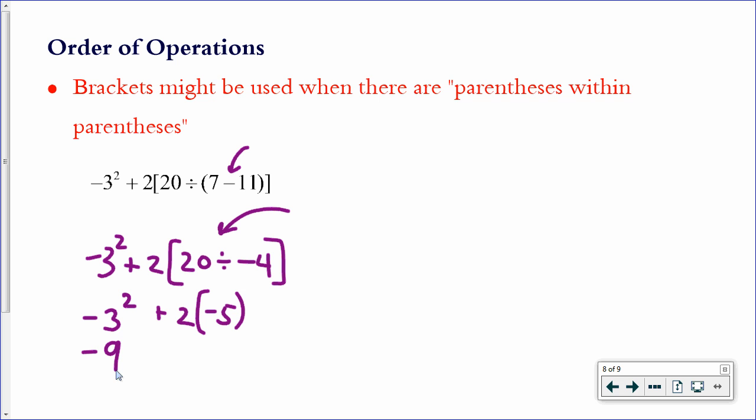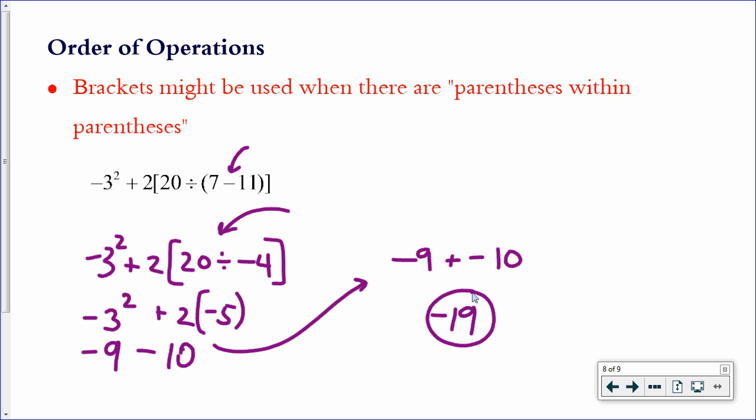It's not that the 3 was negative, right? It was that the 3 squared was negative. And then I also have multiplication to do over here, 2 times a -5, which is minus 10 or plus -10, however you choose to think about that. And then -9 minus 10, going over here, is like -9 plus -10. And I know that if I'm at -9 on the number line and I'm adding -10 more, I'm going further in the negative direction to end up at -19.